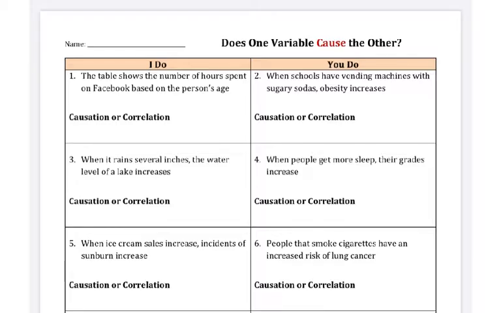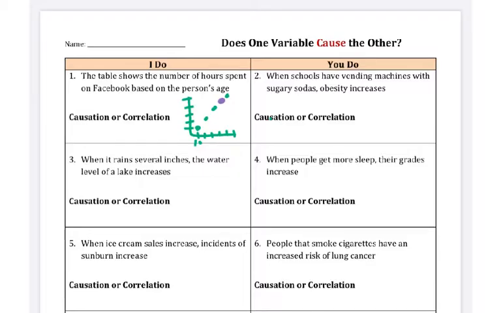Number 1 says, a table shows the number of hours spent on Facebook based on the person's age. So I'm just going to draw a little graph of this that makes sense. If we have someone's age down here and the number of hours they spend on Facebook, what a lot of people would say is that the older you are, the more time you spend on Facebook. You're not going to see a 10-year-old on Facebook for a long time. So this is a 10-year-old. They're not going to spend a lot of time on Facebook. But a 70-year-old or a 60-year-old, sure, they're going to spend more time on Facebook. So there's a pattern there.